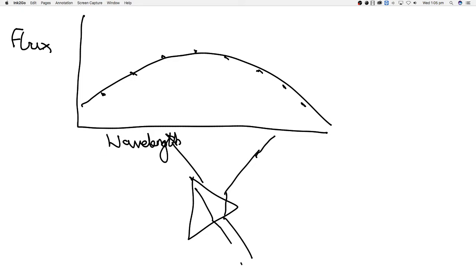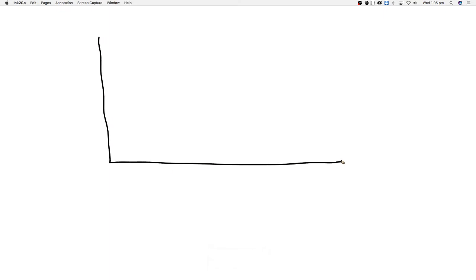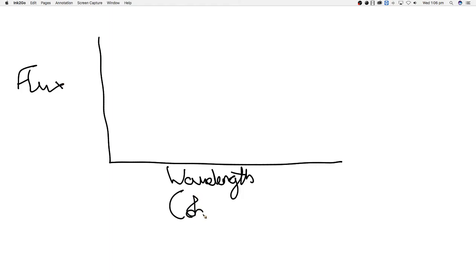So let's just clear that now and look at some very simple properties of spectra. So again, we're going to go back to our spectrum. Here we have wavelength on the x-axis, flux on the y-axis. Flux can also be brightness or luminosity. They're essentially all different measures of how much light we have. The higher the flux, the more light there is. And another way of describing wavelength, as I said, is colour.